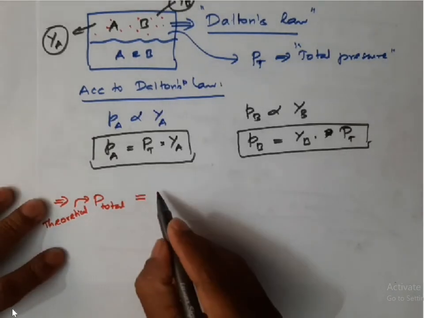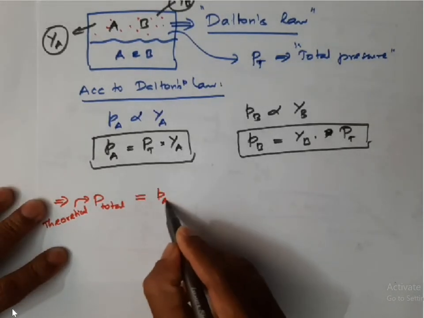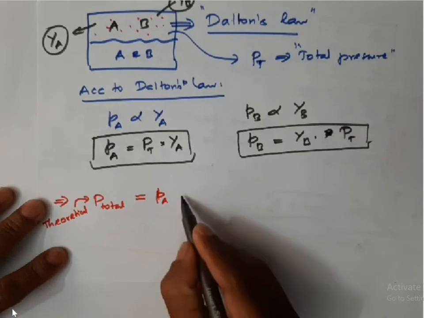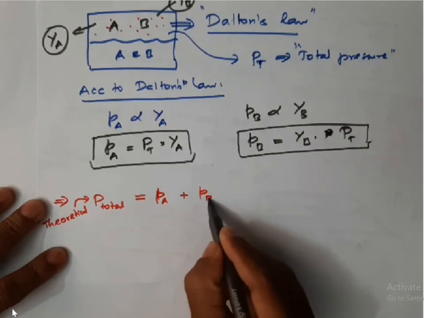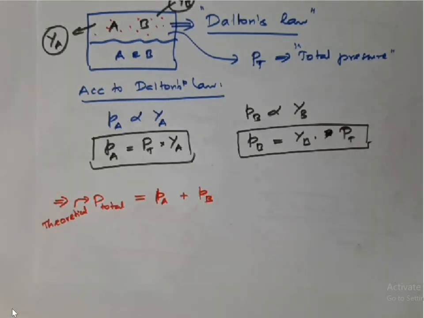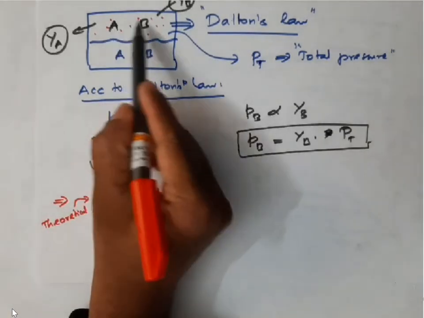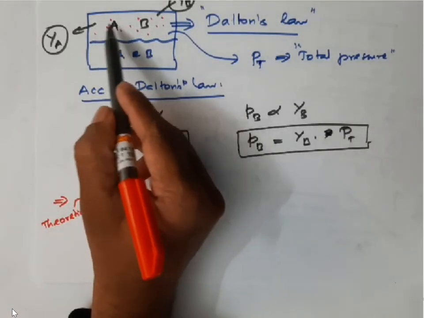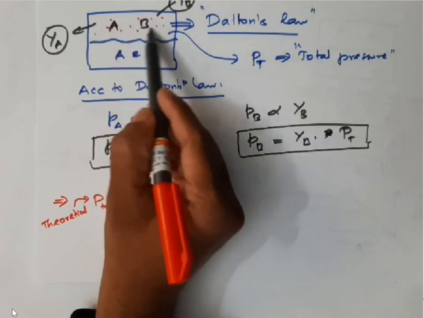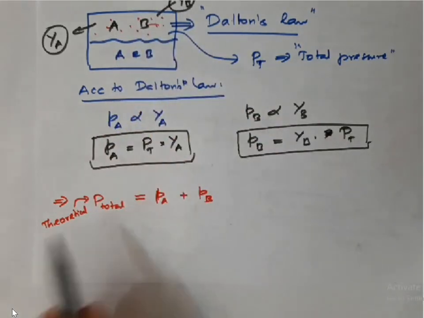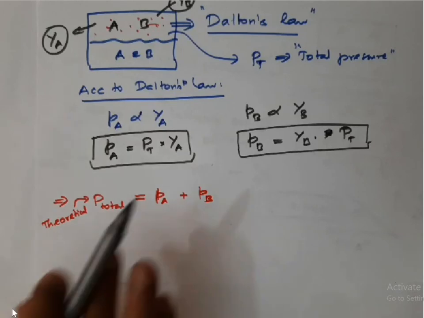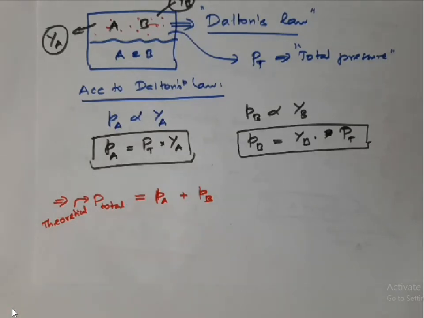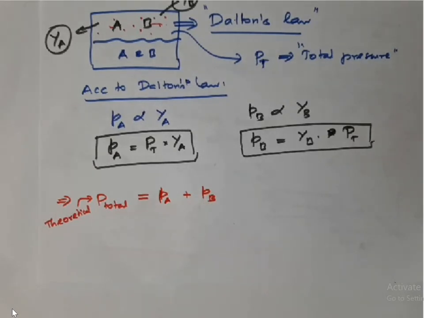Total pressure is nothing but the partial vapor pressure of component A plus the partial vapor pressure of component B. Am I right? Because in the vapor phase we have only A and B. So if you know the partial vapor pressure of A and of B, you can find the total pressure. So theoretically, total pressure equals the partial pressure of A plus the partial pressure of B.